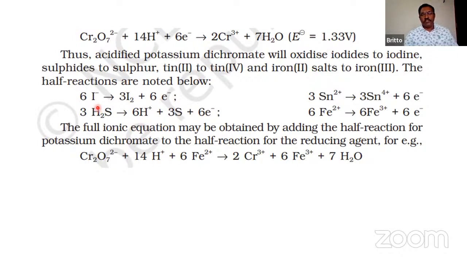So we have 6 I minus converted into 3I2 plus 6 electron. Likewise for H2S we need 6 electrons. So 3H2S, because sulfur is 2 minus; here iodine is 1 minus, so we have to put 6. Sulfur is 2 minus, so 3 H2S gives 6H plus, 3S plus 6 electron. And tin to tin 4: Sn2 plus, so 3 Sn2 plus will give 3 Sn4 plus plus 6 electrons. Iron likewise: 6 Fe2 plus gives 6 Fe3 plus plus 6 electrons. These are all balanced oxidation reactions.